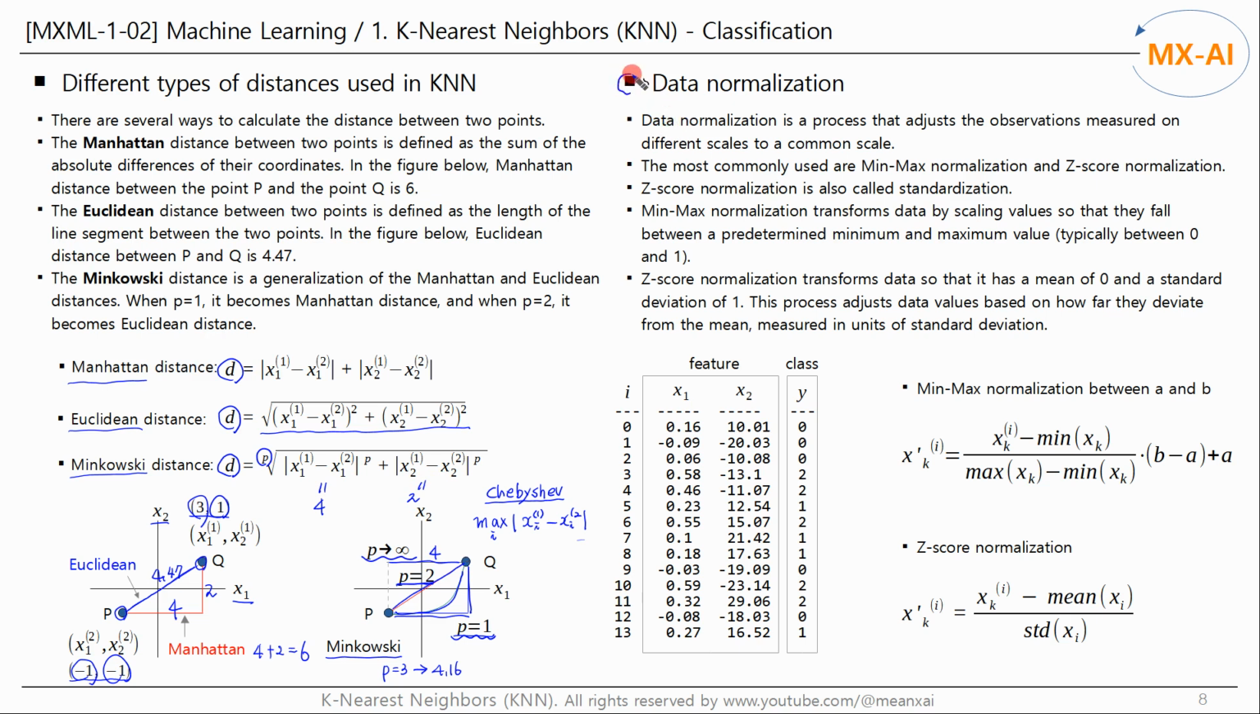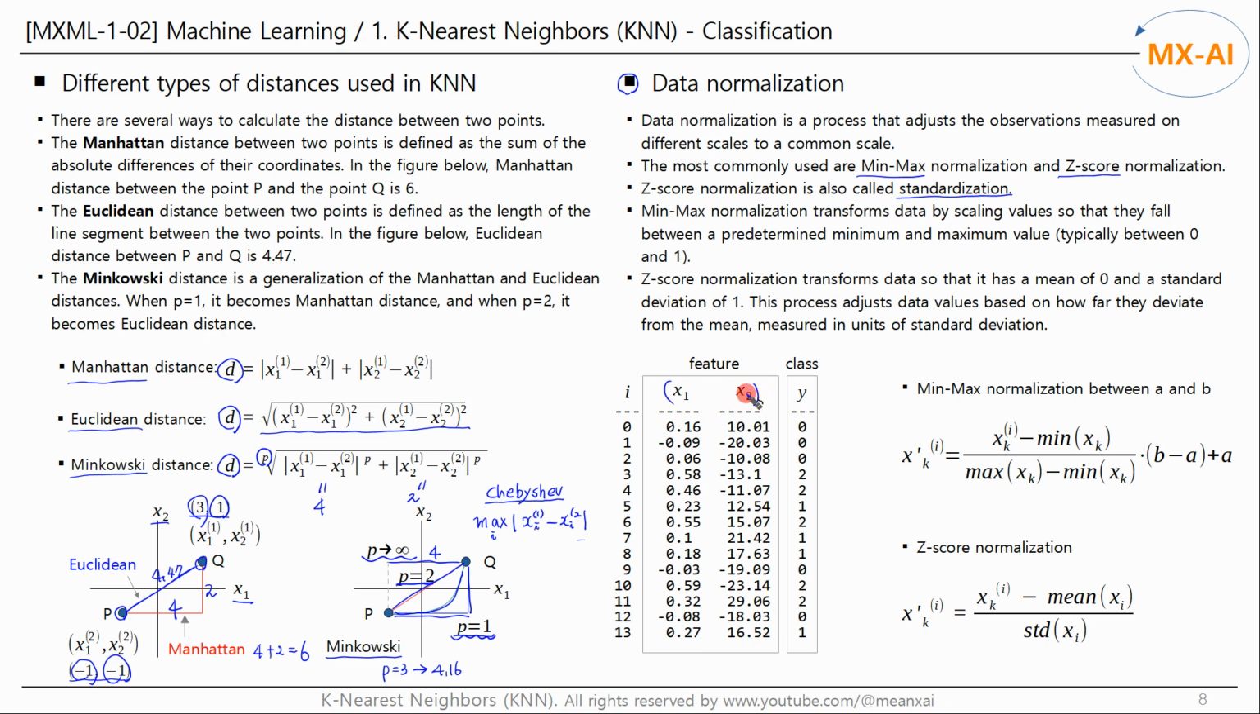Next, let's look at data normalization. Data normalization is a process that adjusts the observations measured on different scales to a common scale. The most commonly used are min-max normalization and z-score normalization. Z-score normalization is also called standardization. Let's look at the data below.